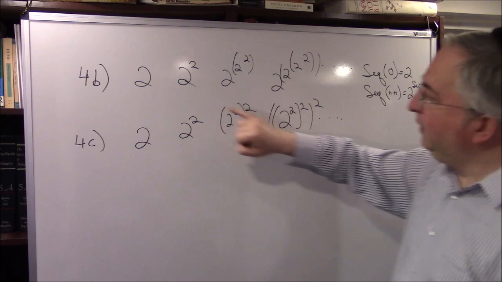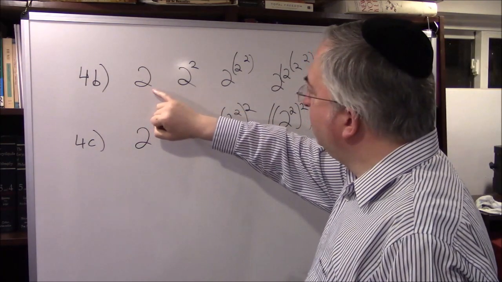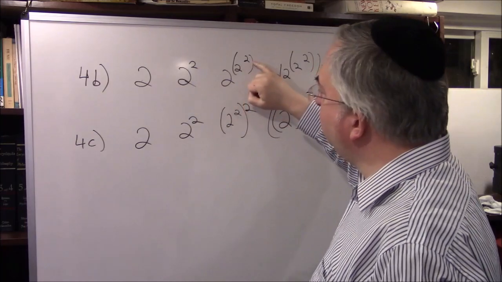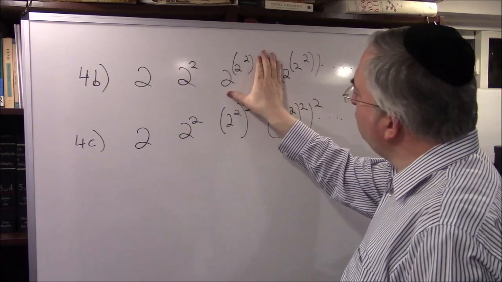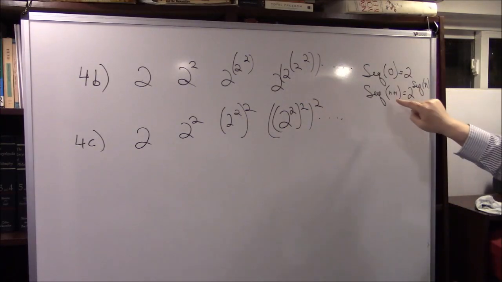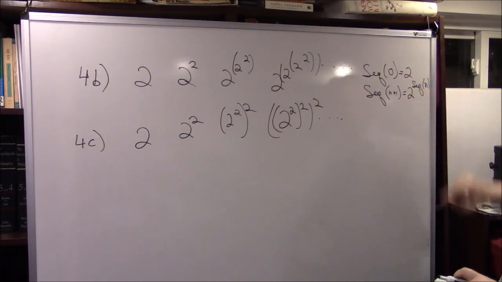Notice what's going on here. Here's 2. 2 is up there. 2 to the 2 is up there. 2 to the 2 to the 2 is up there, etc., etc. So just take the previous one and take 2 to the power of that.